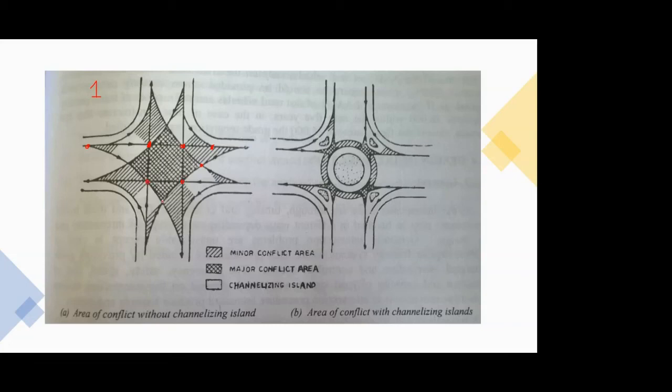Now, as I told you, as a traffic engineer, it is a challenge for you to reduce all these conflict points. Okay. So how will you reduce it? So one of the best methods for reducing conflict points is a channelizing island. Now what they have shown in this figure, if you see this legend, the single directional hatching is for minor conflict area, okay? And the double directional hatching is for major conflict area. That is the center portion of your intersection where almost all the movements cross each other.